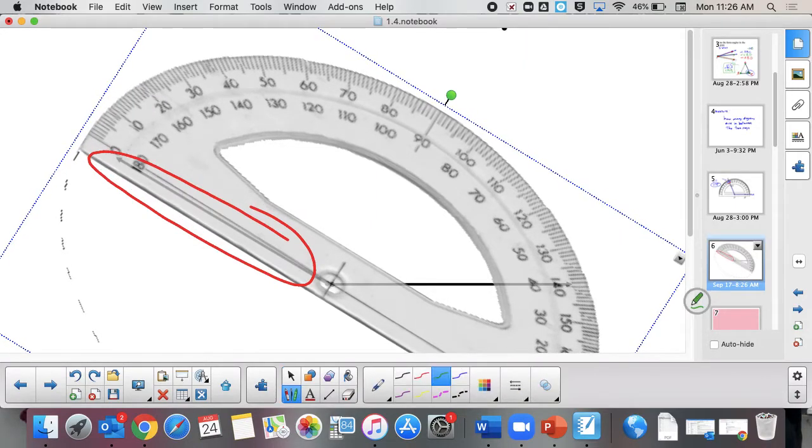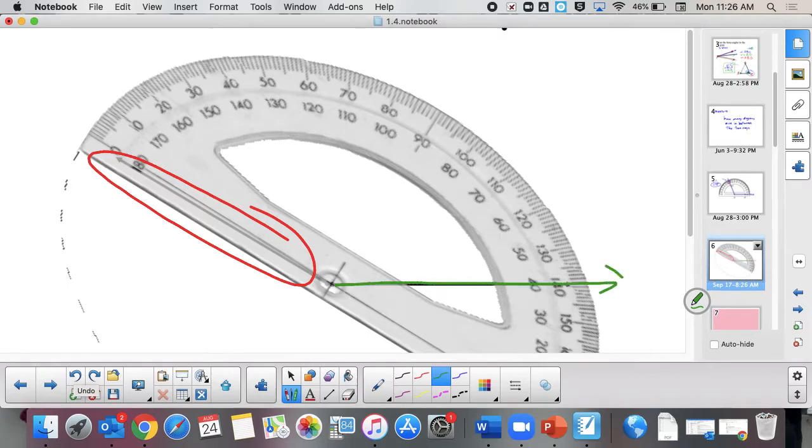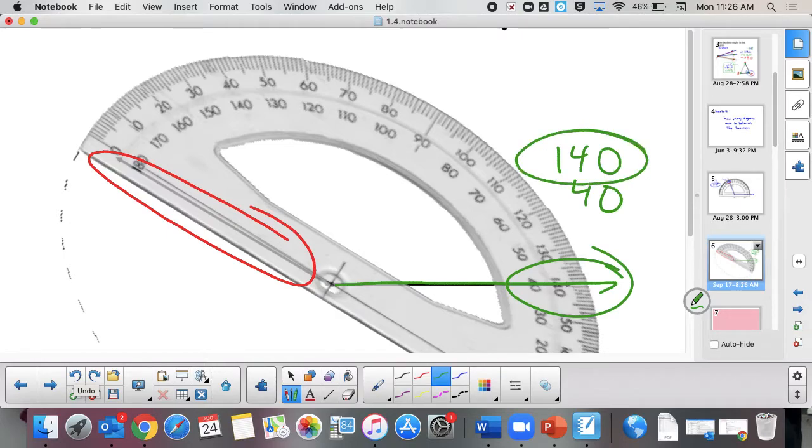So here, when I follow my line out, it goes through my 140 and 40. Since the angle is bigger than 90 degrees, it would be 140 degrees.